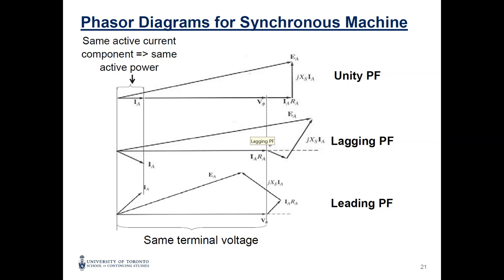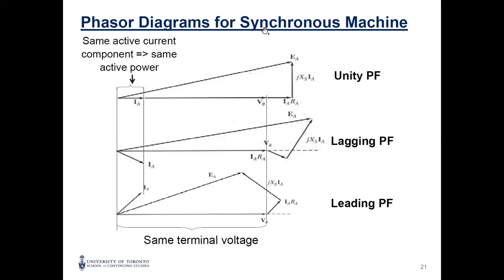In this case, the question said, if I misunderstood, the field was kept the same. So I should assume the induced voltage was the same, right? The only thing that changed was a translation, a transposition of the angles, which should keep the same difference between the terminal voltage and the induced voltage, with a different power factor, isn't it?